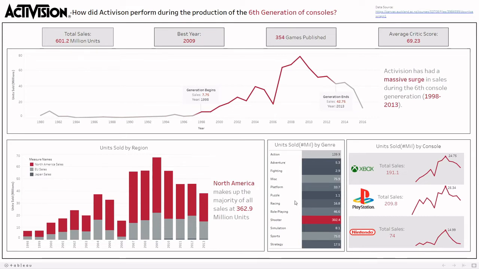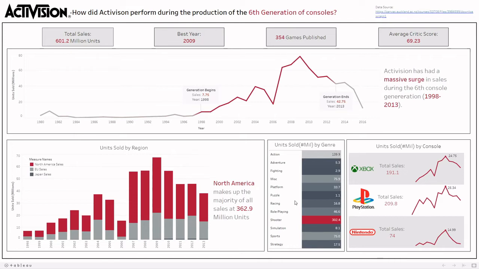Next to that we have units sold by genre. So what I've done here is I've compared the amount of sales to the genre, and I've highlighted the genre that has the most sales in it. That would be the shooter genre, as you can see here, which accounts for 302.4 million sales.